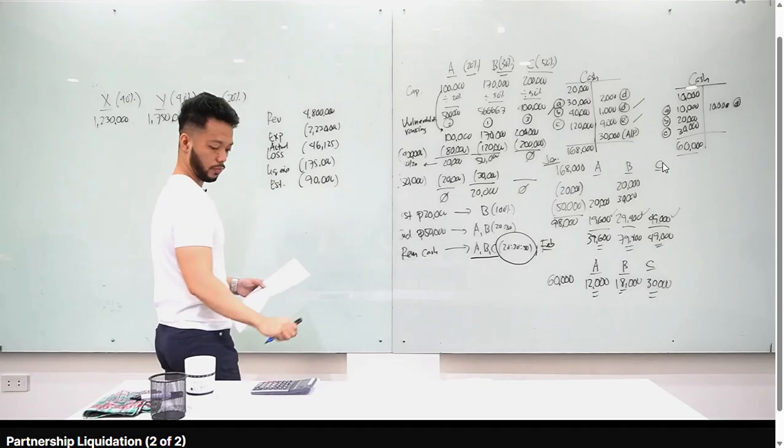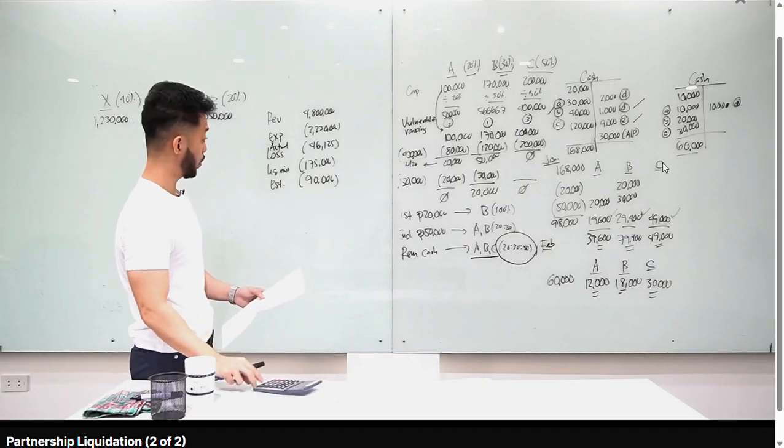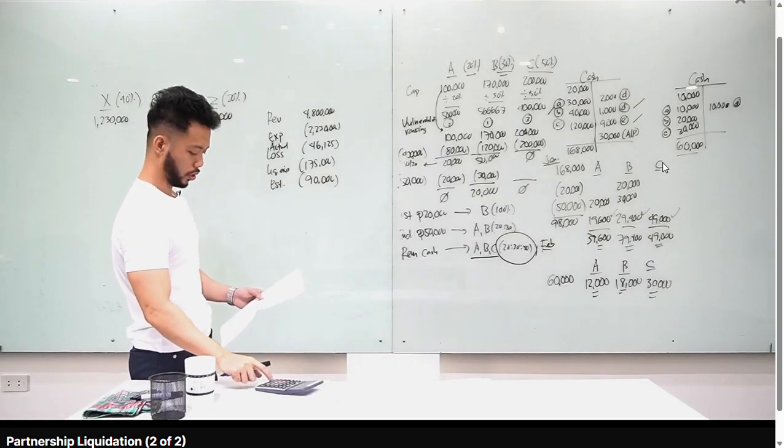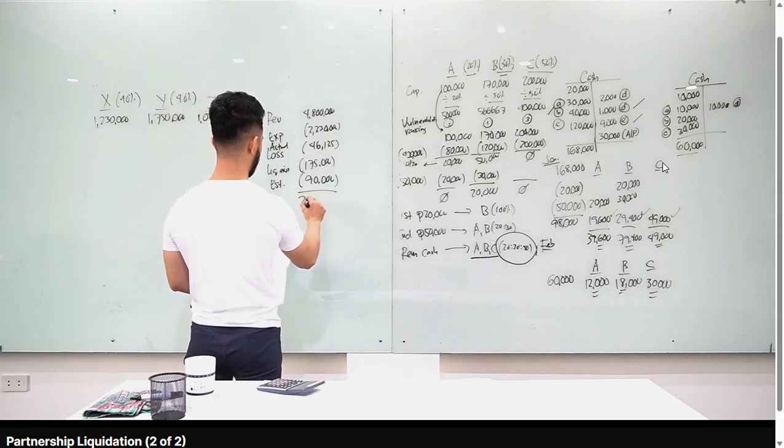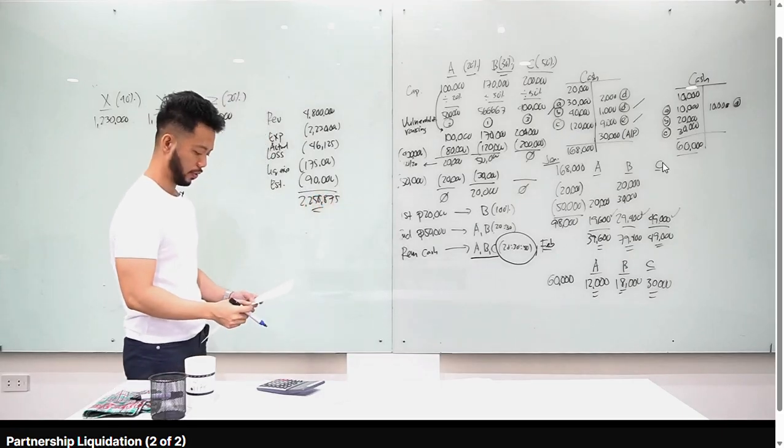So class, sige nga, computing nga natin yung total, yung net amount yan, 4.8 minus 2,230 minus 46,125 minus 175 minus 90. I got here 2,258,875. Okay, isang allocation na lang. Yan na lang i-allocate ko, positive. Okay, positive amount.